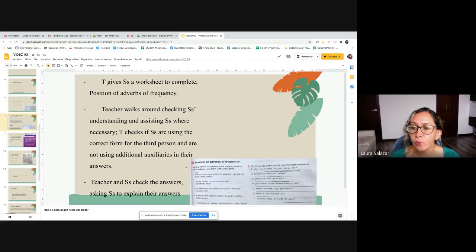So they need to put in the correct order to make questions. And the correct order for this sentence should be, how often do you go to the cinema? So they need to do from 2 to 7 the same thing.